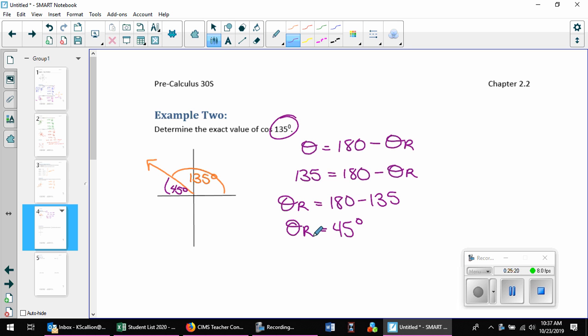Okay, so let's look in our calculator. I know what it is. This is a tough one, determine the exact value. So if you do it in your calculator, can you guys do cos of 135? And again, just make sure your calculator is in degrees.